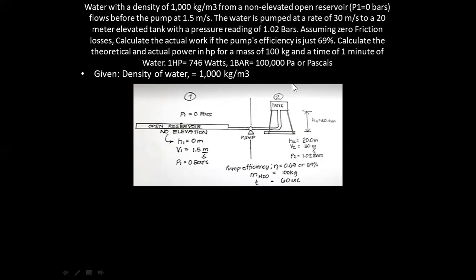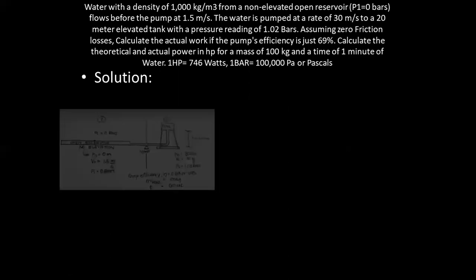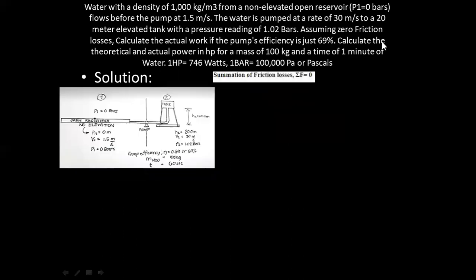Now let's proceed. We are required to determine the theoretical and actual horsepower of the pump. Now, how are we going to do that? After illustrating the problem, if we analyze it again, we are given that the summation of frictional losses is equal to 0. Assuming zero frictional losses, equal to 0. So the next thing we're going to consider is the fluid head.